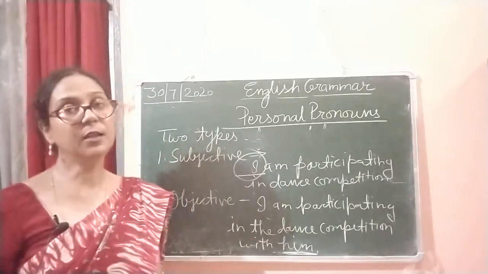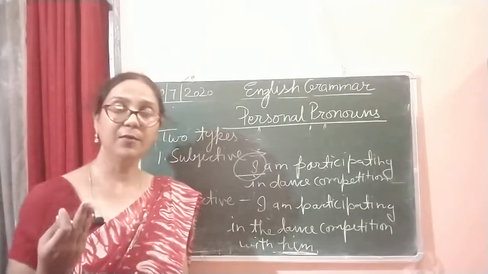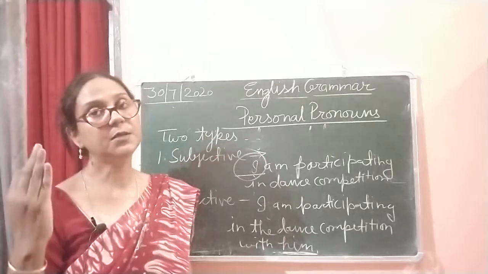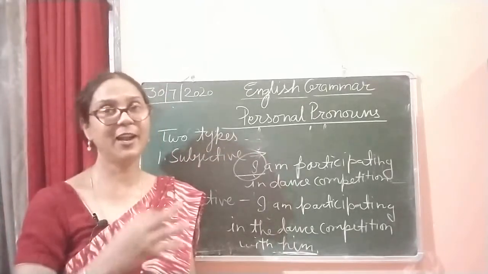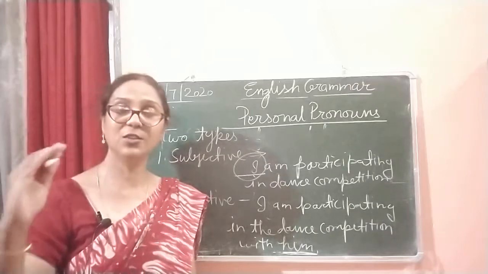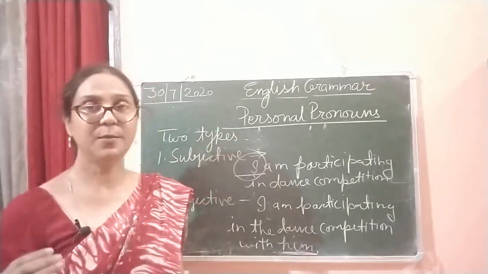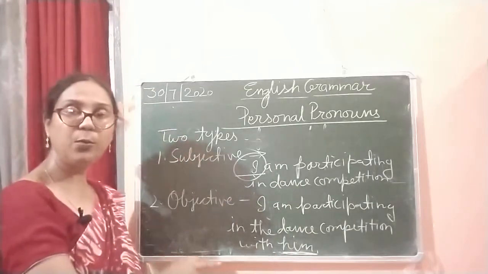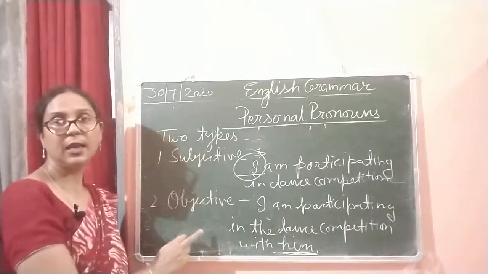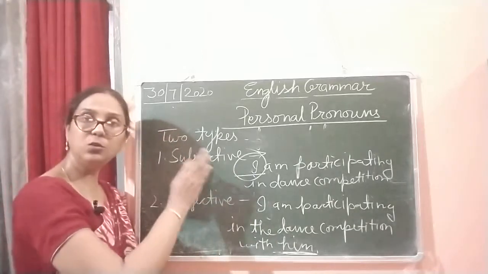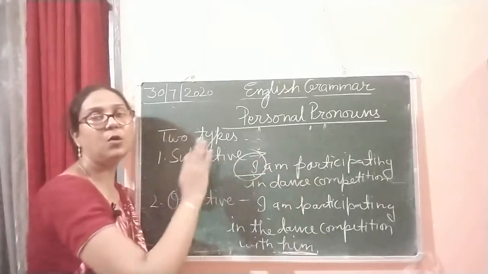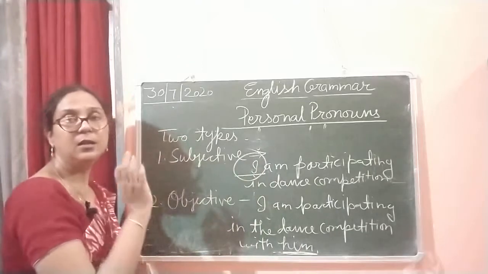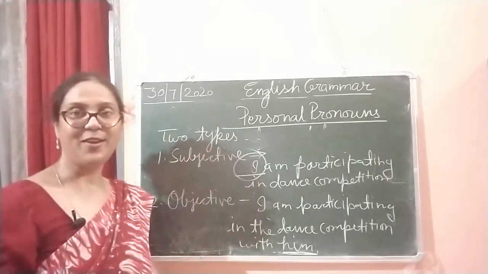And we have already covered the three persons in this video: first person, second person and third person. There are many pronouns used as first, second and third person, and here we are talking about the types of pronouns, which are divided into two parts: subjective and objective. The pronoun used as a subject, we call subjective pronoun. If the pronoun is used as an object, we call it objective pronoun.